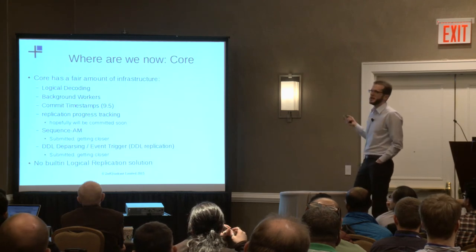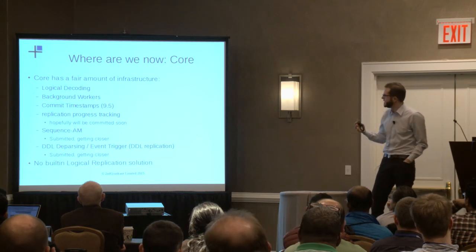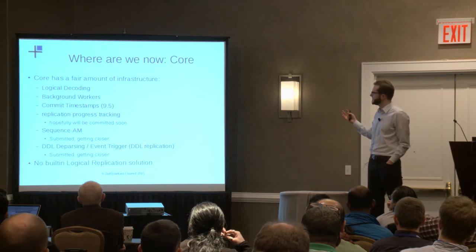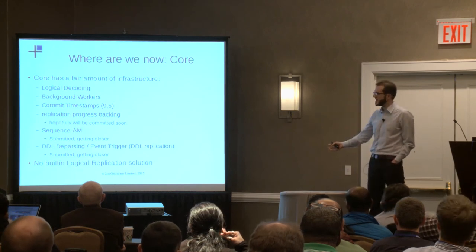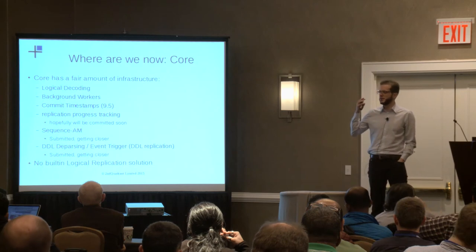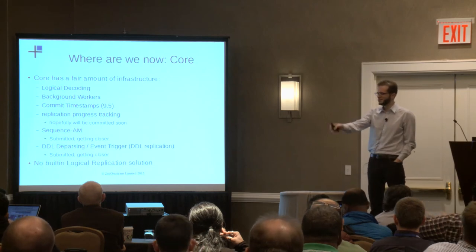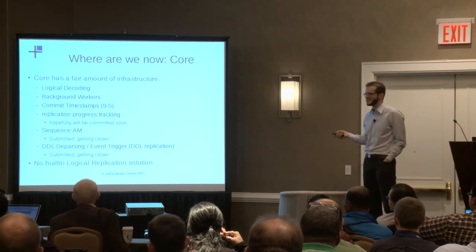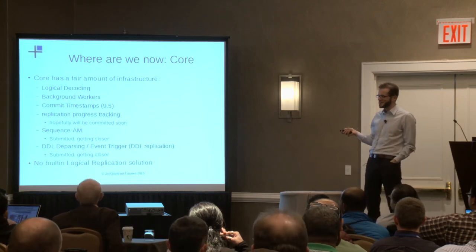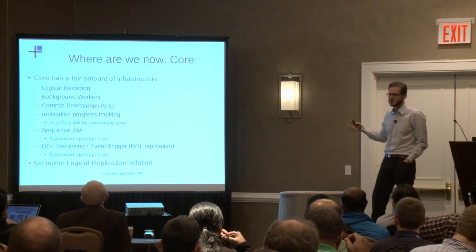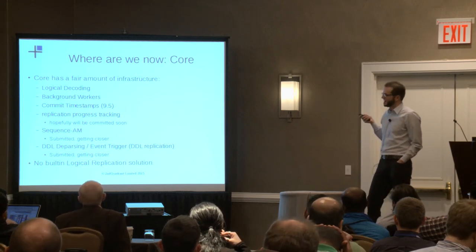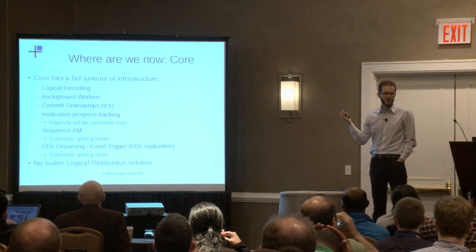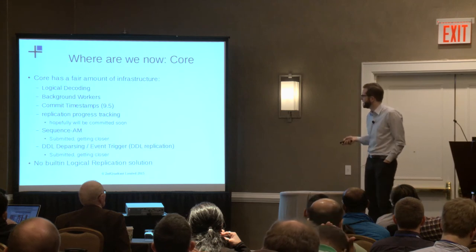So where are we now with regards to core Postgres? We have lots of infrastructure. We have logical decoding in core. We have background workers in core. We now have commit timestamps in core. Except for some conflicts here with Robert and Heikki, we have a relatively sane version of the replication progress patch. It even has docs. We have sequence AM, and Heikki was actually somewhat happy with the last version, which is nice.